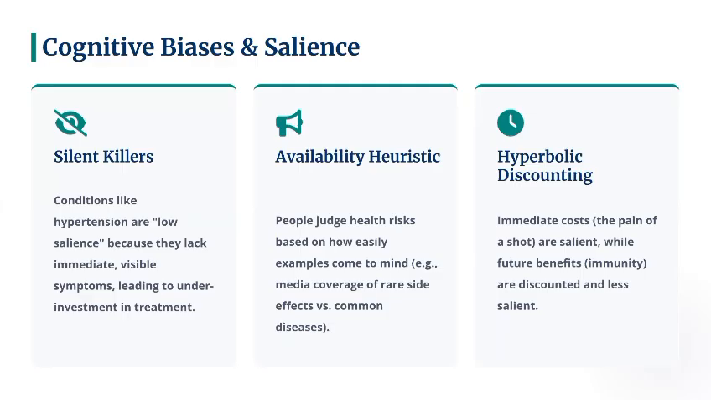Availability heuristics. People judge health risk based on how easily examples come to mind. For example, media coverage of rare side effects versus common diseases. Lastly, hyperbolic discounting. Immediate costs, like the pain of a shot, are salient, while future benefits like immunity are discounted and less salient.